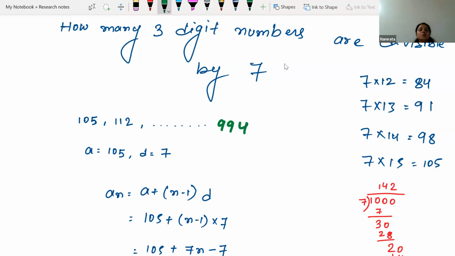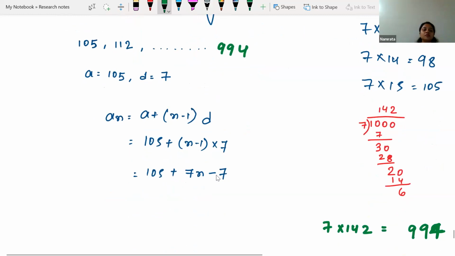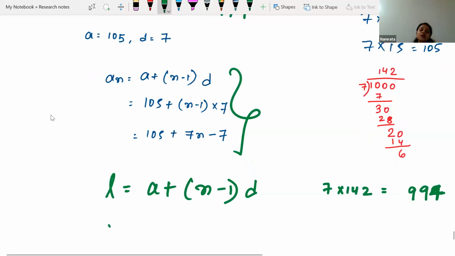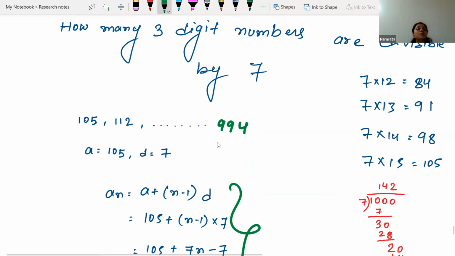Now what do we have to find? We just have to find n from here. You can guess that the number will be 994, but this is the best approach to find the last one. Now we can apply the same formula: L is equal to A plus n minus 1 into D. Here we write L as 994, the A value we know, the D value we know, and n we will get. And this last one is which number?